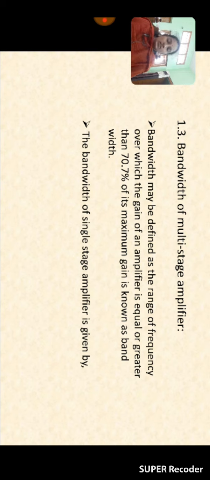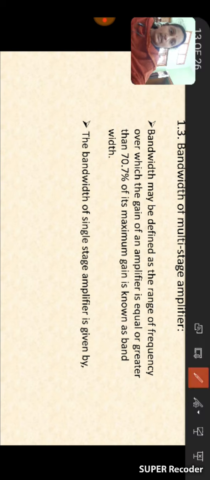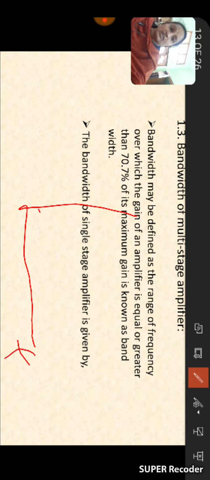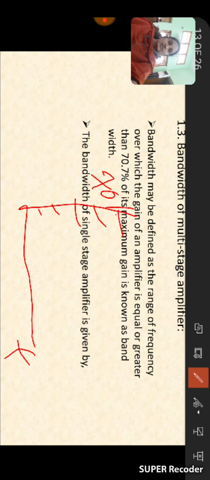It is defined as the range of frequency over which the gain of the amplifier is equal to or greater than 70.7% of its maximum gain. Bandwidth means, for example, this is the frequency and amplitude gain. So here it is the amplitude percentage. For example, here we are achieving 70%.